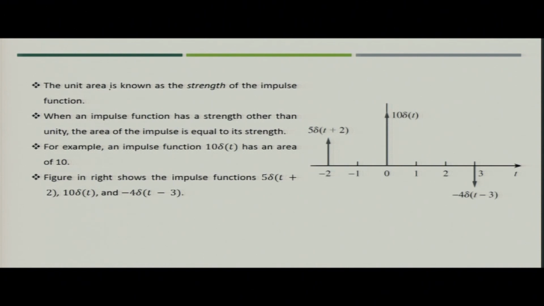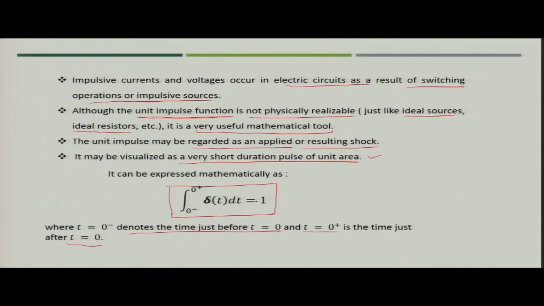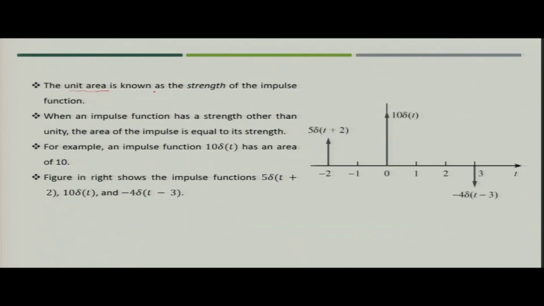Now, the unit area which we just saw in this expression is called the strength of the impulse function. So, when the impulse function has a strength other than unity, the area of the impulse is equal to its strength. For example, if the impulse function is 10 delta t, it has an area equal to 10. So, how will you represent them?